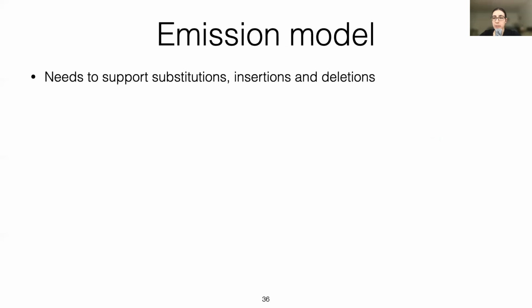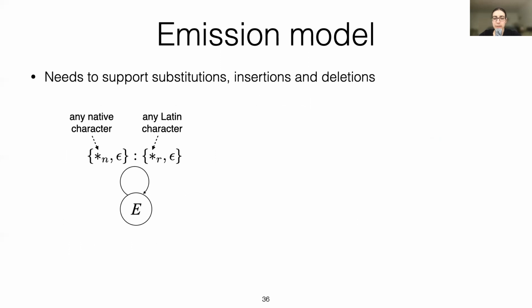Again, the emission model has to support all possible substitutions, insertions, and deletions. The simplest solution would be something like this: a single state WFST with an arc for each of those operations. Here, we're schematically representing them as a single arc, where the input can be any native character or epsilon, and the output can be any Latin character or epsilon. So this FST has a problem, which I'm going to illustrate now with a toy example.